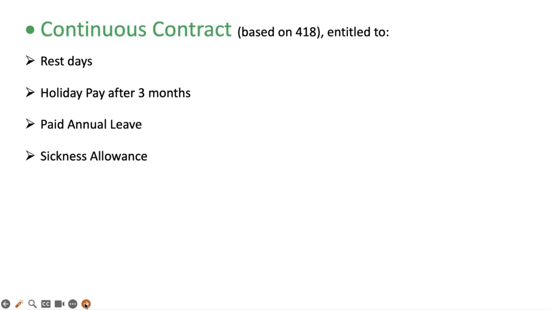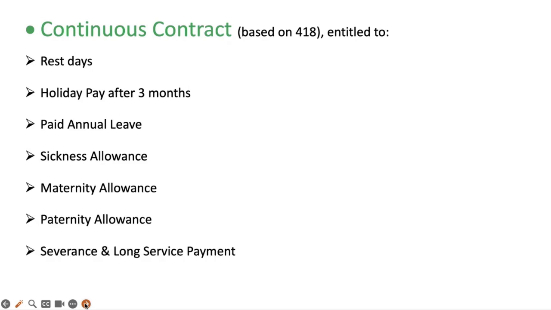Then paid annual leave, sickness allowance, maternity allowance, paternity allowance, as well as severance and long service payment. But this part is not yet implemented in the system, so we'll be talking through only the paternity leave side of things. This is the entitlement which an employee gets.